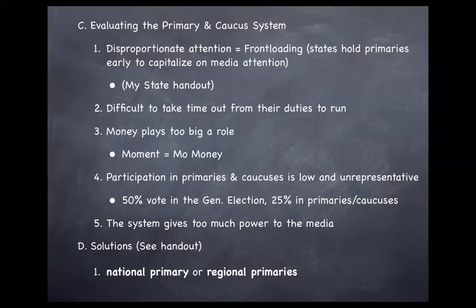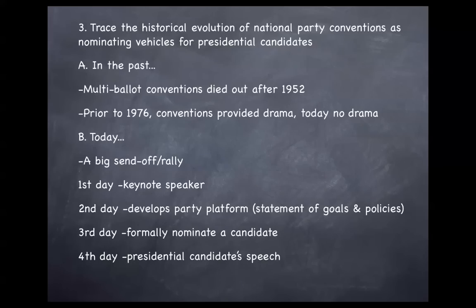Some different solutions are a national primary or regional primary. A national primary means just having the primaries on one day all across the country, instead of having them multiple times throughout the months leading up to the election. And another suggestion is a regional primary, where it's done by region, one region at a time, like the West Coast, and then the Midwest, and so forth. So there are some different solutions to these criticisms of the current primary caucus system.